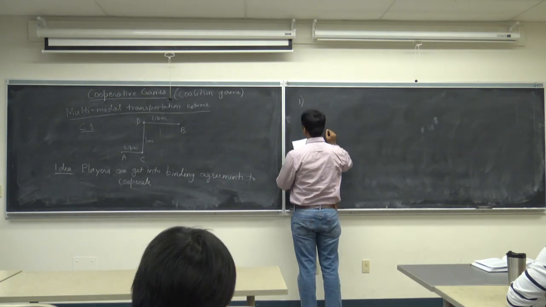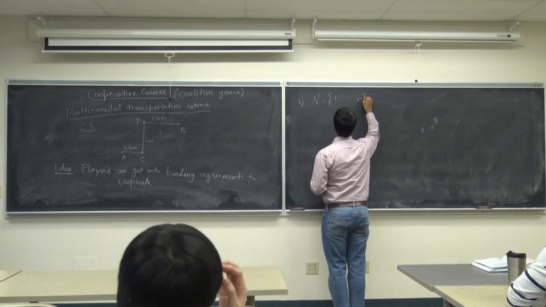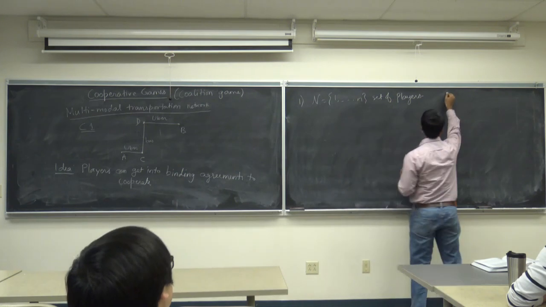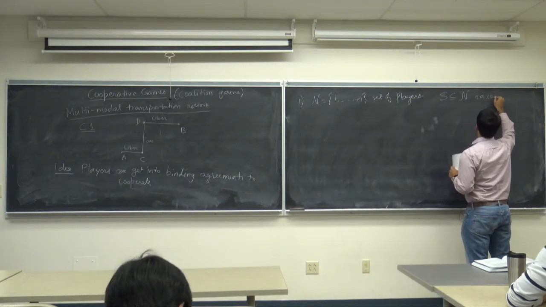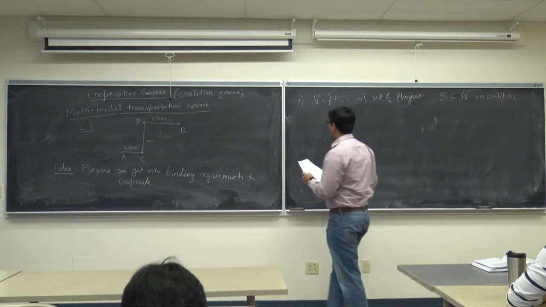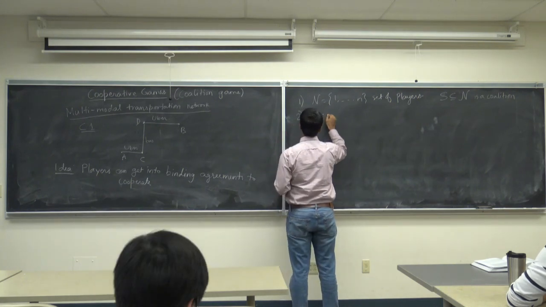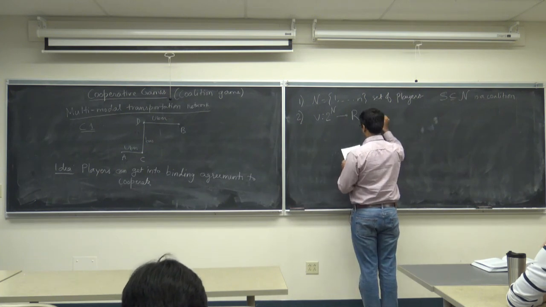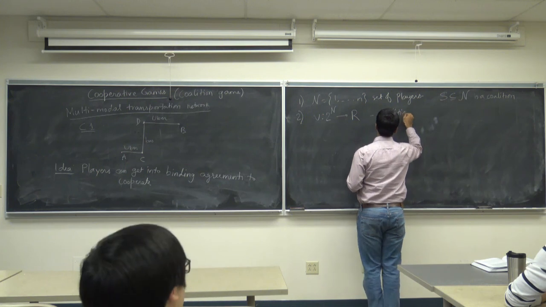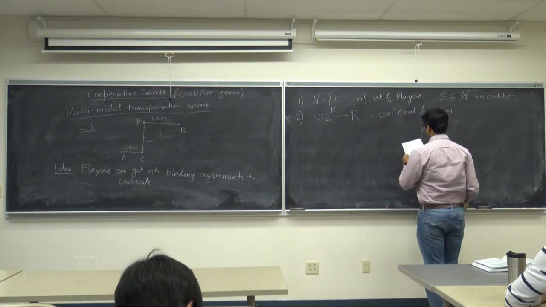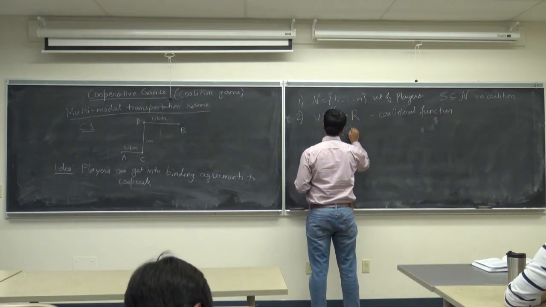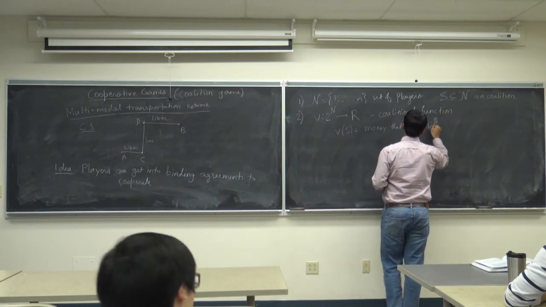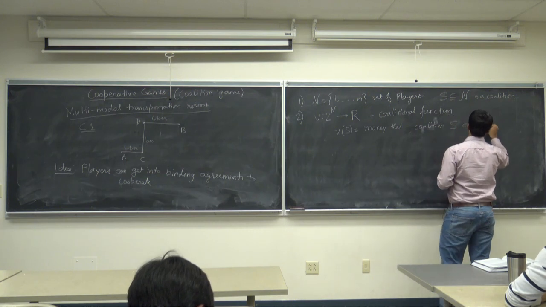So there are four essential elements of a cooperative game. You have N, which is the set of players. And then you have S, which is a subset of N, a coalition. And then you have V, which maps 2 raised to N, the power set of N, to R. It's a coalitional function. And you can think about it in this way: V of S equals the money that coalition S can earn by cooperating.